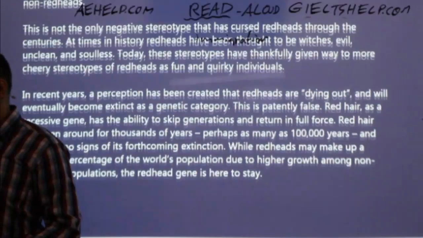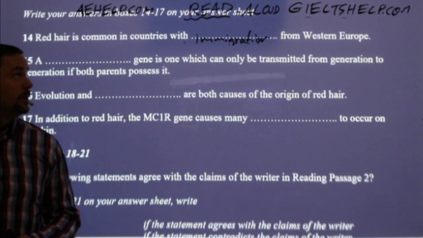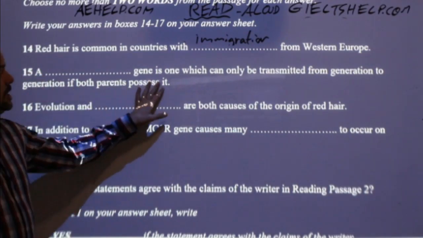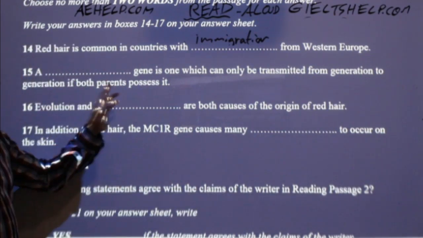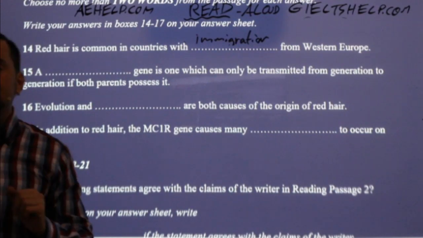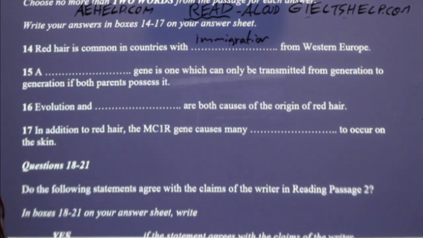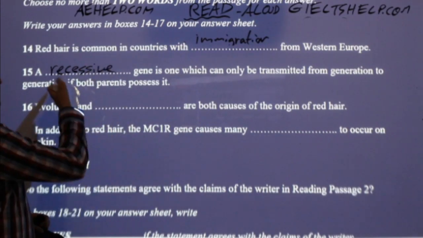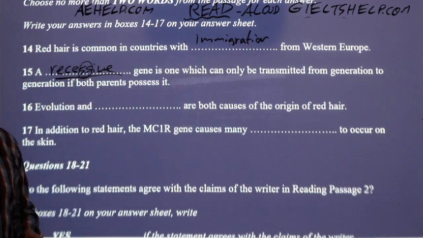Again, ideally, members, for those of you who are looking for those really high bands, like 7.5 or more, definitely you should not be searching for all of the answers. All right. A something gene is one which can only be transmitted from generation to generation if both parents possess it. We talked about this. What's that gene called in biology? That's right, Roshni. It's the recessive gene. Just make sure that you have the correct spelling. If you know the word, you can find the word. Okay, it's recessive. It's a strong S sound, recessive.